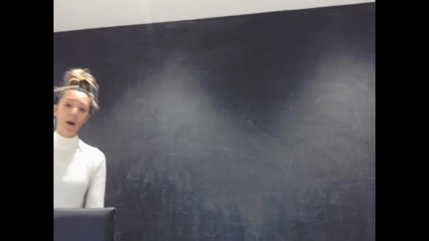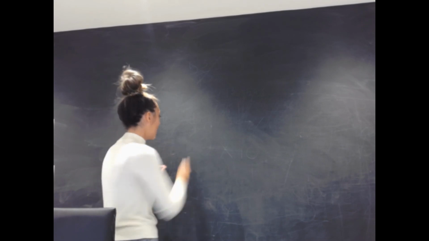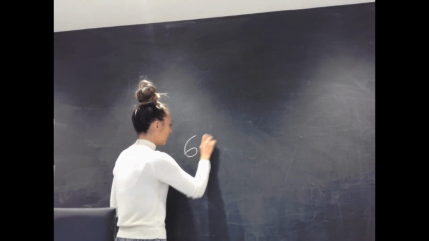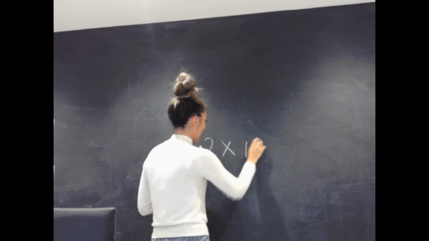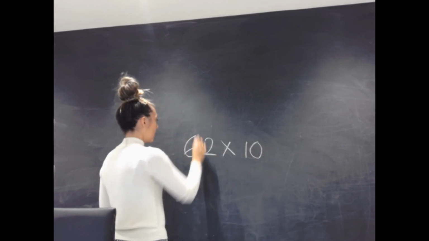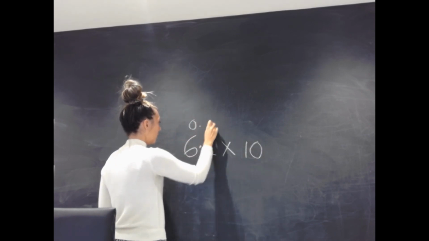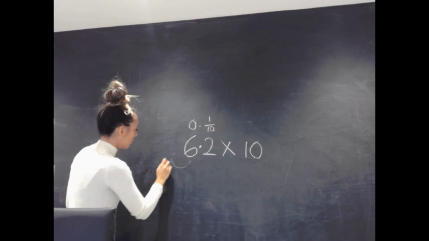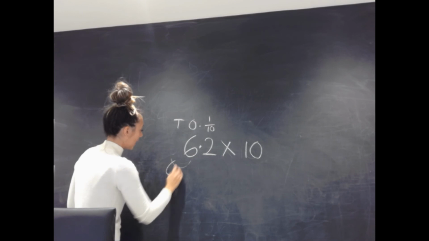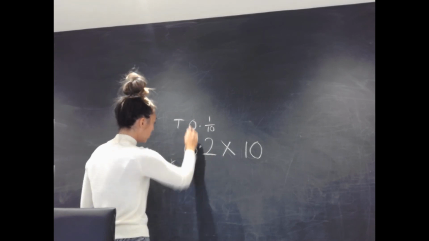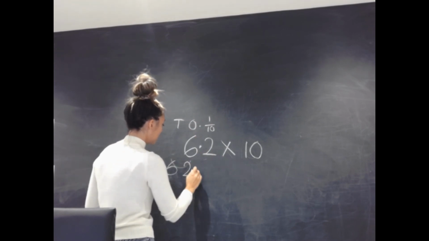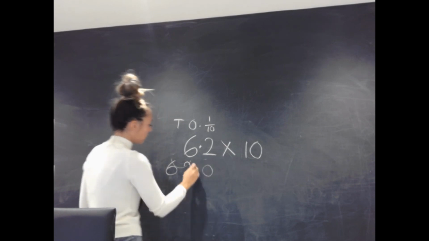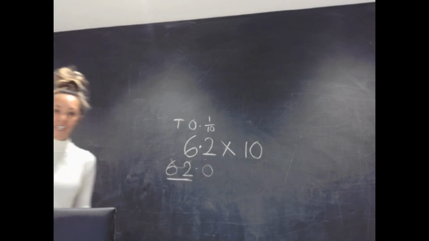Don't let it freak you out if there's a decimal point. It's exactly the same. If it's 6.2 times 10, we're going to do the same again, except this is the ones column. This is the tens column. We're going to move them again. This one's going to move into the tens column this time. 60. The 2's going to move into the ones column. 62. There's going to be nothing there, so it's just the number 62.